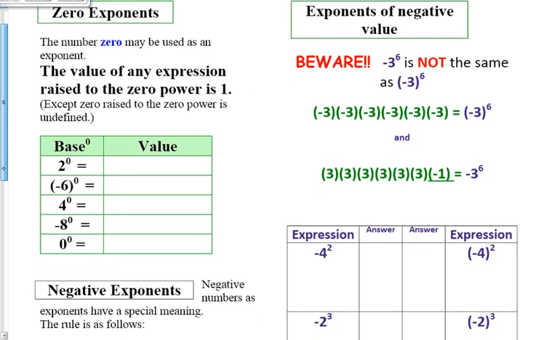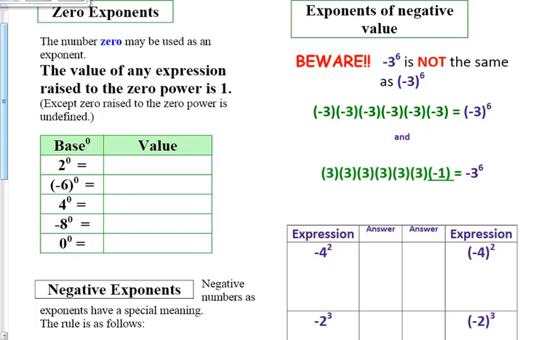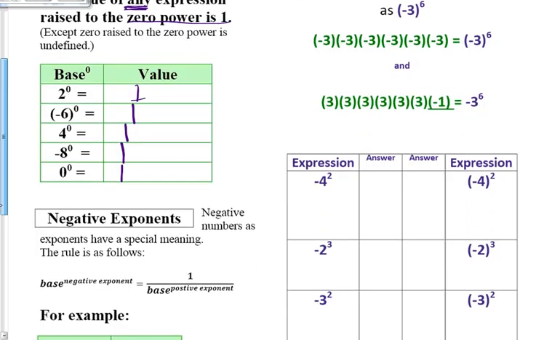Okay, now there are special rules with exponents. They're not just as simple as that. We're going to talk about zero exponents. The value of any expression raised to the 0 power is always going to be 1, no matter how big the number is. So here, 2 to the 0 is going to be 1. Negative 6 to the 0, 1. 4 to the 0, 1. Negative 8 to the 0, 1. 0 to the 0 power, 1. You could have negative 1,285,000,000 raised to the 0 power, and that's going to be 1.